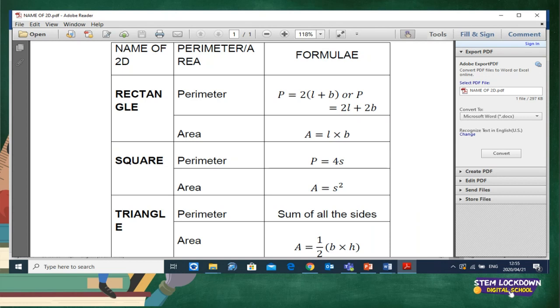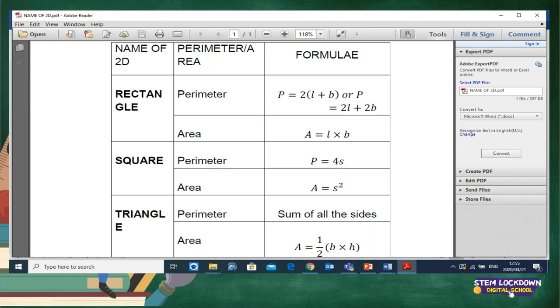That is the formula to calculate the perimeter of a square. P is equal to 4s. So this is the exact formula in this case. P is equal to 4s.